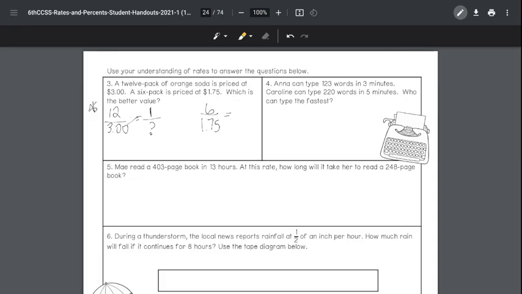Okay, so cross multiply and divide. 3 times 1 is 3. 3 divided by 12 is 25 cents. So 1 can is going to cost us 25 cents if we were to get a 12-pack of orange soda.